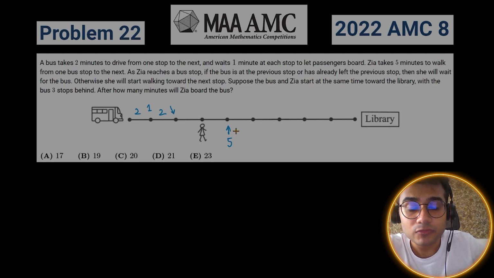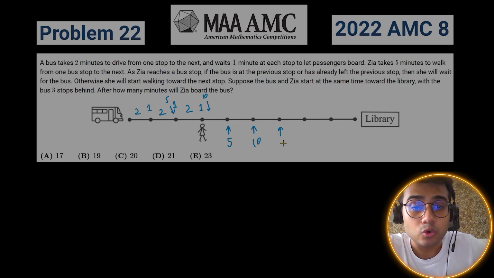Okay, so Zia will be here at 10 minutes, but where is the bus at 10 minutes? So let's see, 1 here, so 5, 6, 7, 8, 9, and then somewhere in between, that's where it is. Okay, so that is where the bus will be at 10 minutes. So since again it's not at the previous stop or somewhere in between, Zia will keep walking and go to the next stop. She will reach there at 15 minutes.